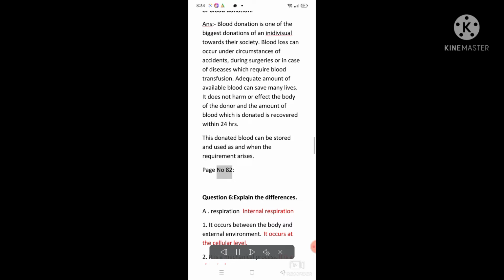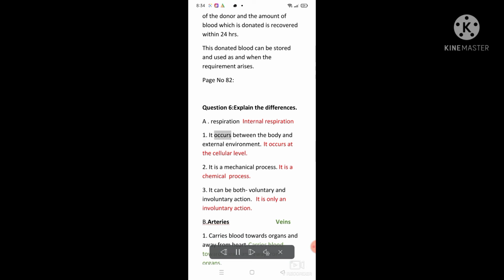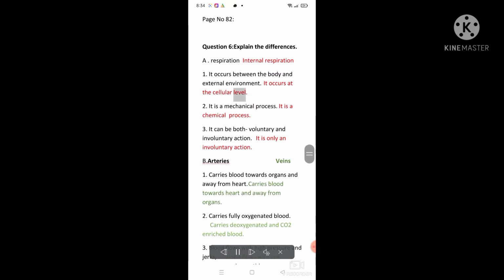Page number 82. Question 6. Explain the differences. A. Respiration, internal respiration. 1. Respiration occurs between the body and external environment. Internal respiration occurs at the cellular level. 2. Respiration is a mechanical process. Internal respiration is a chemical process. 3. Respiration can be both voluntary and involuntary action. Internal respiration is only an involuntary action.